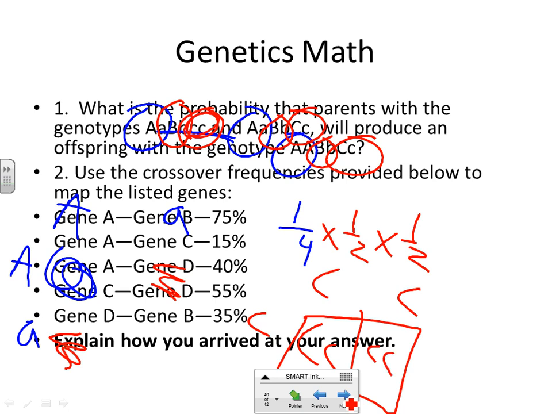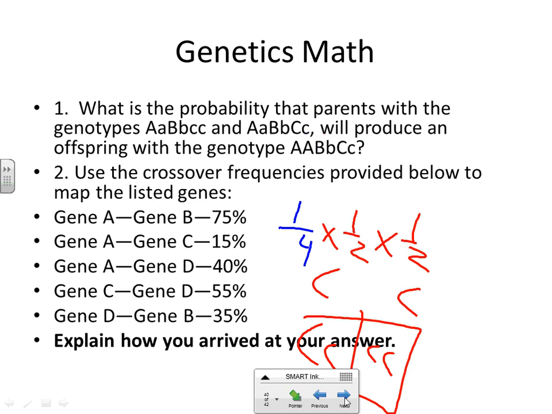So our answer is what? 1/16. Multiply them out. Jake, you okay with that now? Very good. All right, those are really easy ones. Don't make those hard. And the same can be said for this next thing.